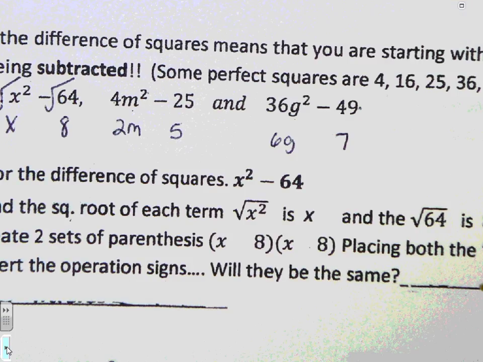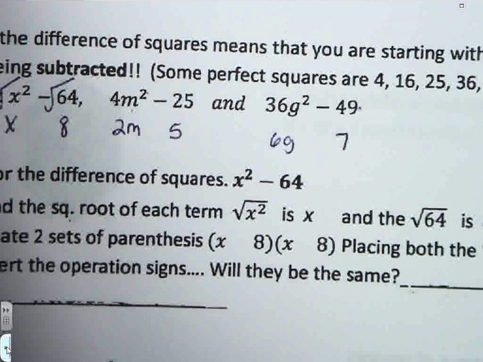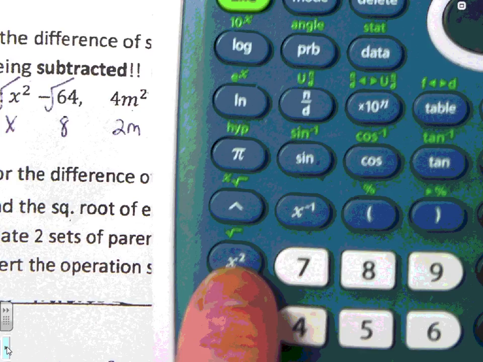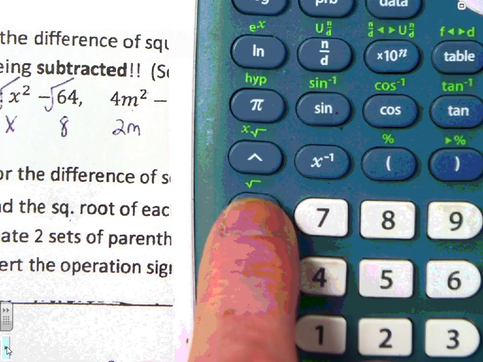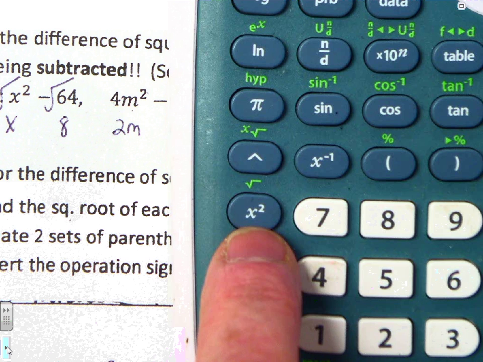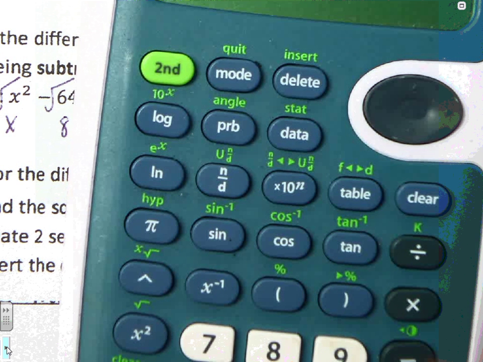If you're not very good at this, and some people are not good at this, there's a button on your calculator you need to use, and it's called the square root button. See how it looks like a radical sign, a square root sign right there, that lime green right above the x squared? So you would hit the second button.